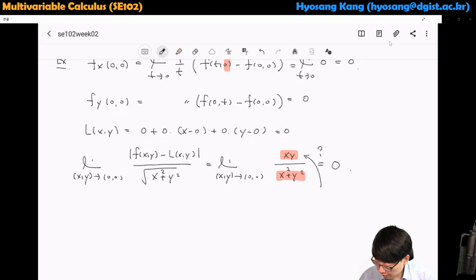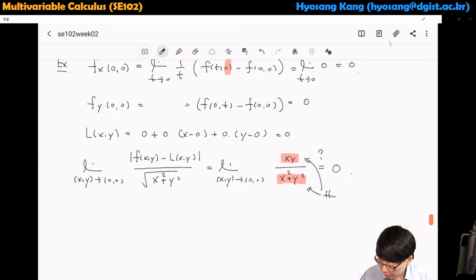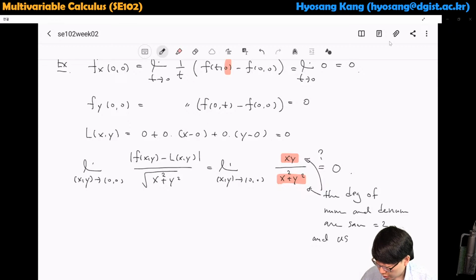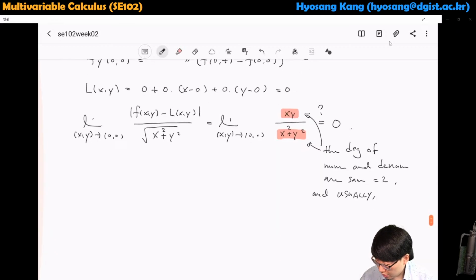So let me give an idea of my hunch: the degree of numerator and denominator are the same, equal to 2, and usually the limit of such a ratio does not exist.